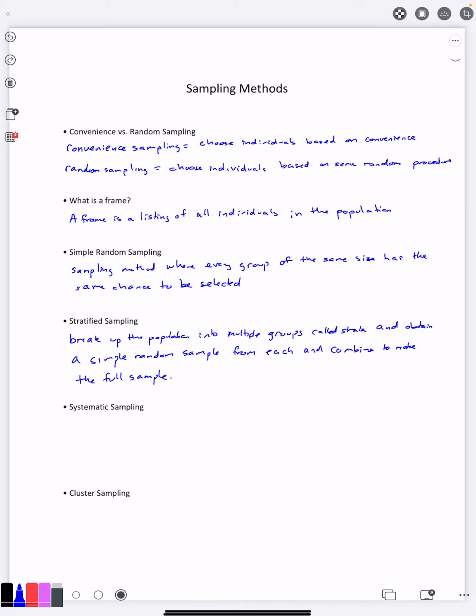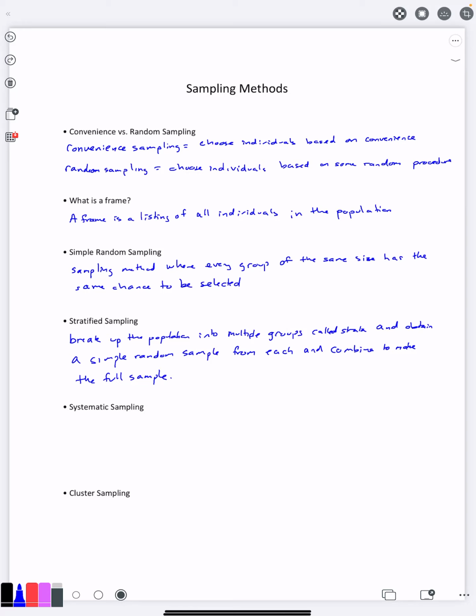So the idea here is that instead of trying to take a simple random sample of your whole population, you take your whole population, you break it up into different groups, and then these groups are smaller, and you're able to take a simple random sample from each one of them, combine them together, and that becomes your stratified sample.